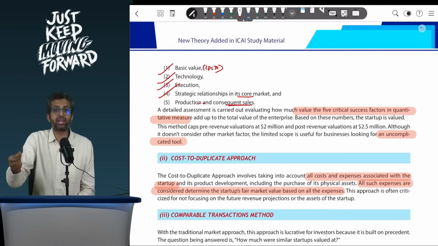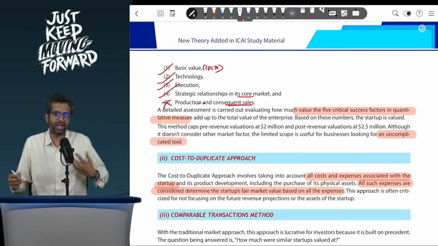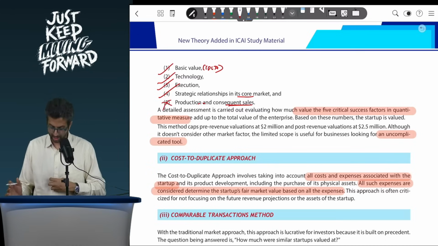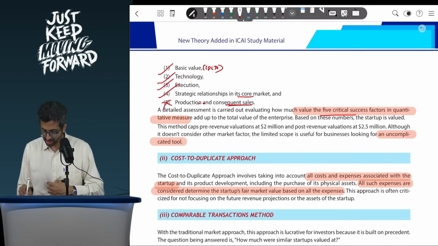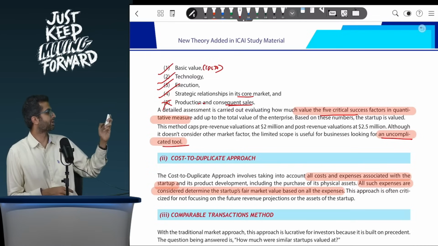For a pre-revenue company which is just having an idea, some technology but not revenue, revenue will not be considered, in which case you will have a maximum value of $2 million, that is, let's say, $20 lakh. So that is what they have mentioned. This is based on the 5 crucial factors. It is a fairly uncomplicated tool, but something which is not necessarily the best way.